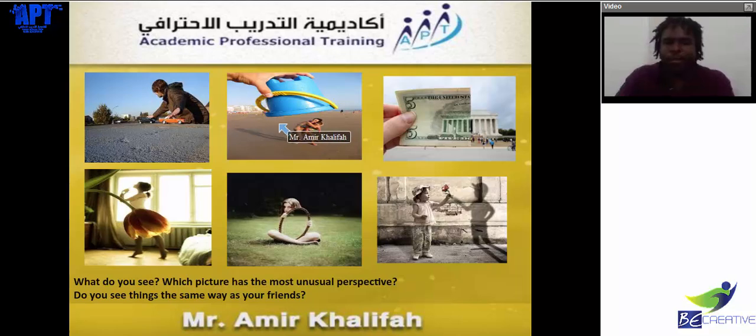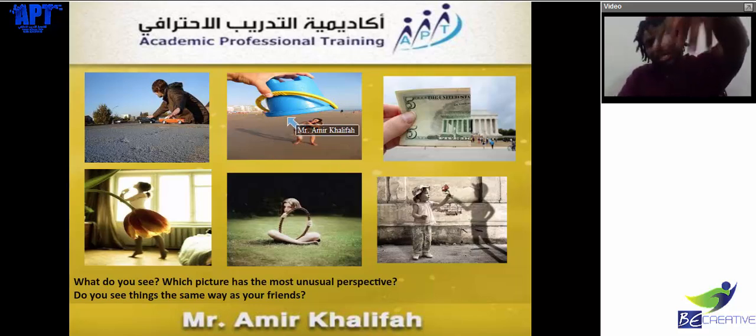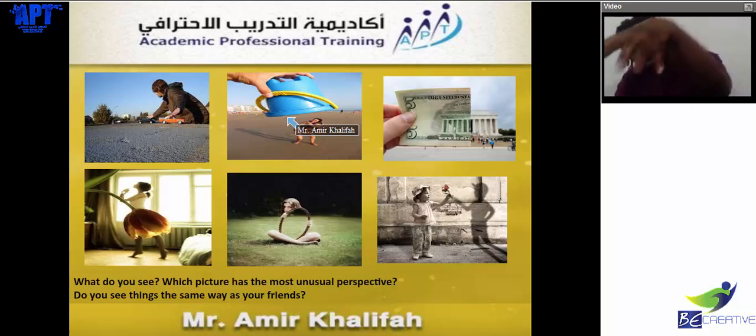All right, look at these pictures here. Look at these pictures and see what has the most unusual perspective. If you look here, the boy is at a distance where he looks huge compared to the cars, right? Here, the person is in a perspective where the camera is so close that it's as if he's about to put it over a person and cover them.